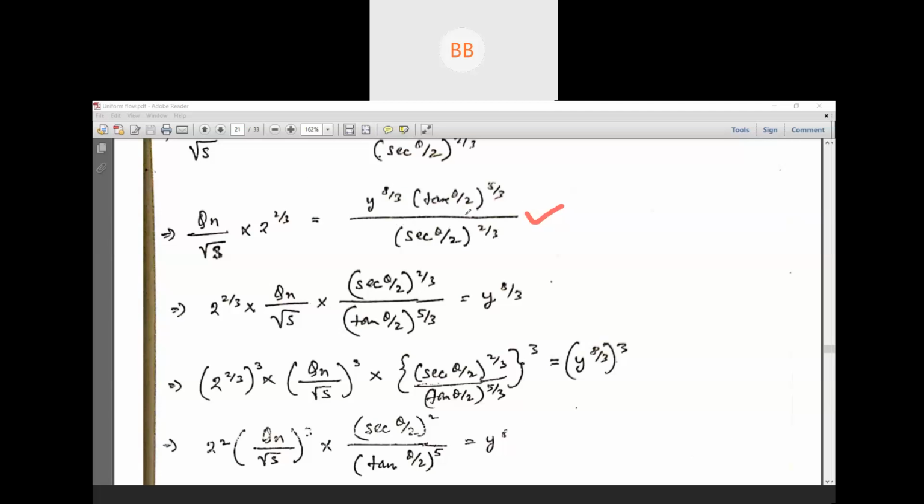So then all the terms except y to the power 8 by 3 we bring in the left hand side, because we have to derive the expression for y. So we have kept this y on one side and all the other parameters we bring to the left hand side. That is why this is in the numerator and this is in the numerator.